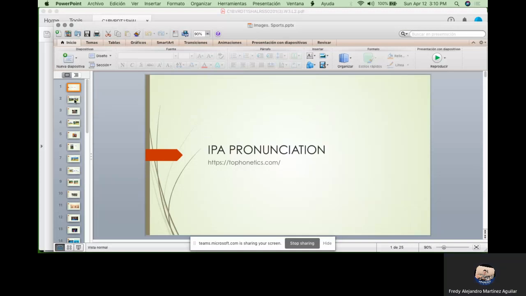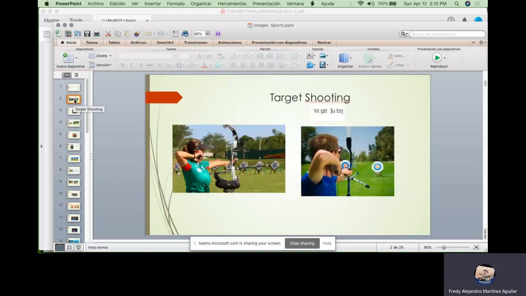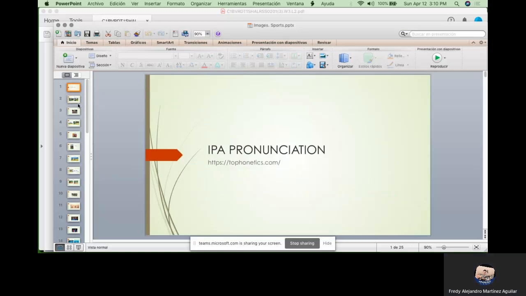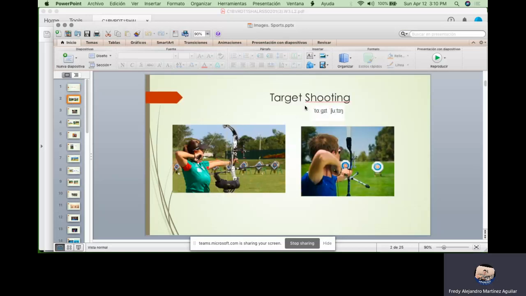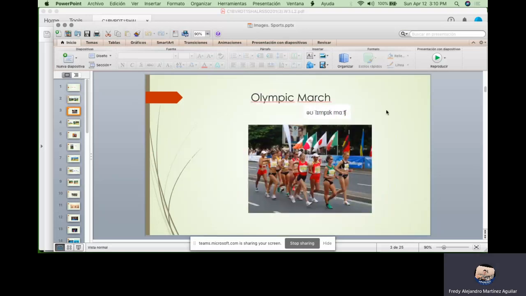Now, the first sport is going to be target shooting. Remember, here is the IPA. In that website is going to be the way we can pronounce this. Yes, target shooting. You know, that is the arc, the bow, and something like that. Yes, we have the Olympic games. That is something similar to those.